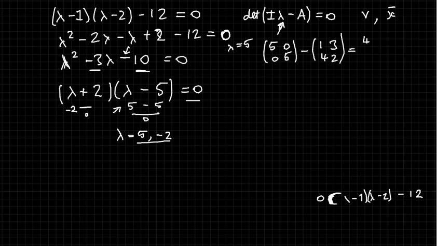So let's make up the matrix. It's going to be 5, 5. This is for lambda is equal to 5. And let's subtract that from our A, which is 1, 3, 4, 2. Alright, so that is 5 minus 1, which is equal to 4. 0 minus 3 is minus 3, minus 4 and 3. Cool. So that's our first value.